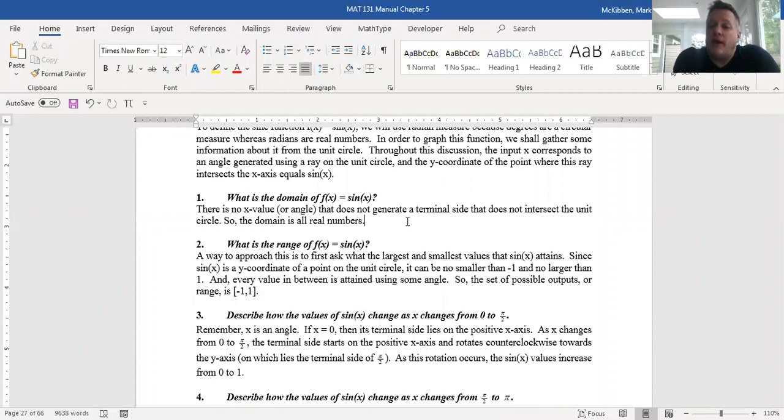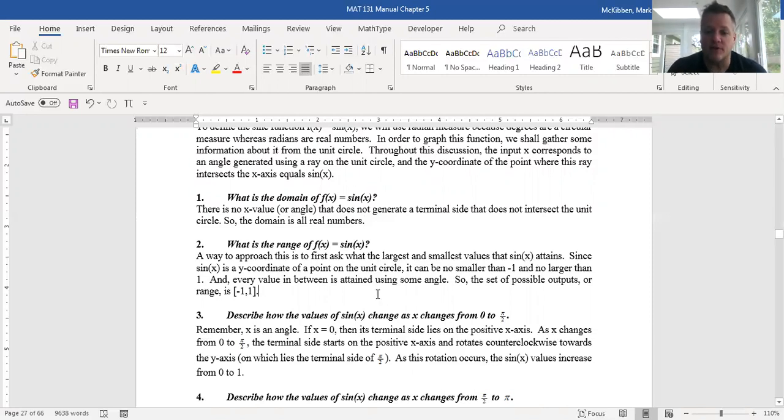Okay? The range, however, is restricted, right? The biggest the sine value is corresponds to the largest the y value ever gets on the unit circle, and we know that that value is 1, right? It occurs when the angle is pi over 2, because at pi over 2, the y-coordinate is 1. The lowest value that's attained is down there at -1, right? When theta is 3 pi over 2, the y value is -1. Every value in between there is attained just by rotating that terminal side from 1 down to -1. And so the range of this function is the closed interval from -1 to 1.